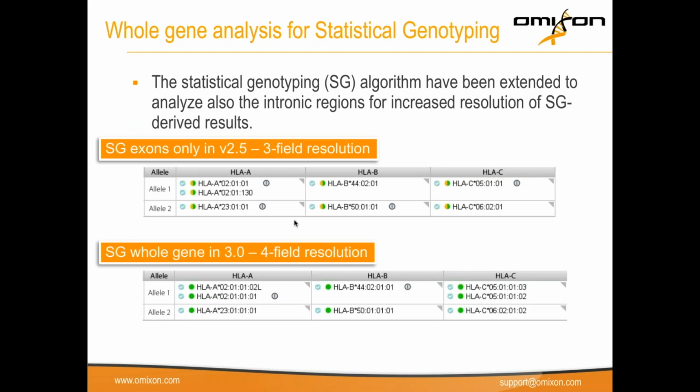On the screenshot, you can see the comparison of statistical genotyping based results in version 2.5 and 3.0. You can see that now the resolution is a 4-field result. You should keep in mind that statistical genotyping is an algorithm that relies on the IMGT database and is limited to the known alleles. By default, the current analysis in HLA Twin triggers the SG only in cases where at least one of the QC metrics is flagged as yellow or red.